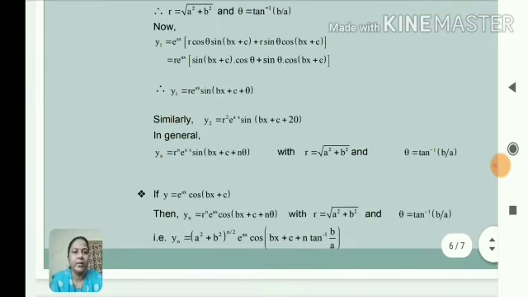Similarly the second derivative and the nth derivative we can write as r raised to n e raised to ax sin(bx plus c plus n theta), with r equal to square root of a square plus b square and theta is tan inverse of b upon a.